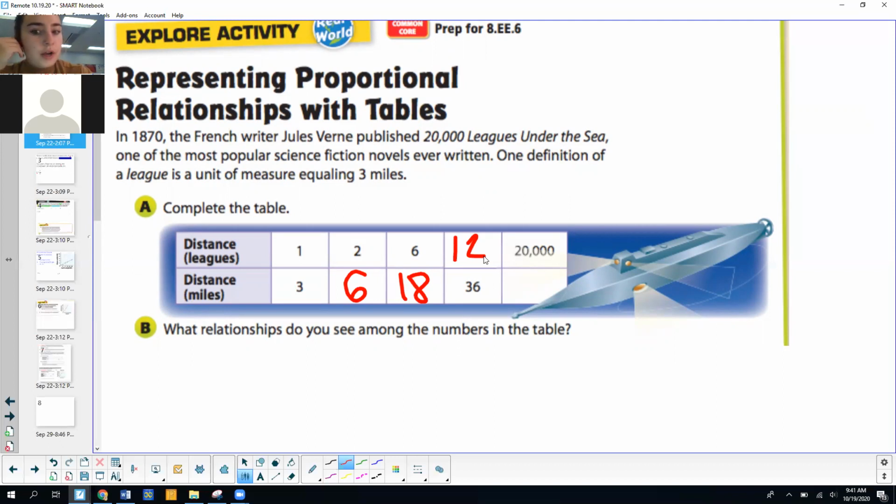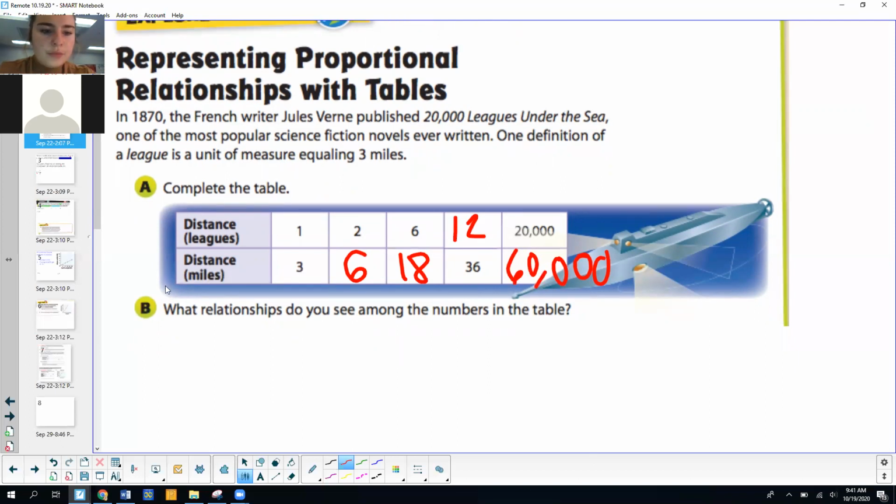All right, and finally, we've got 20,000 because we're talking about 20,000 leagues under the sea. So 20,000 in your calculator times 3 is going to give us 60,000. It's hard for me to write small on this, so I just won't. All right, so we completed the table.